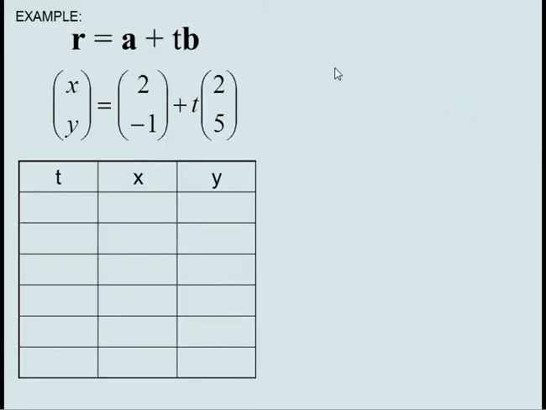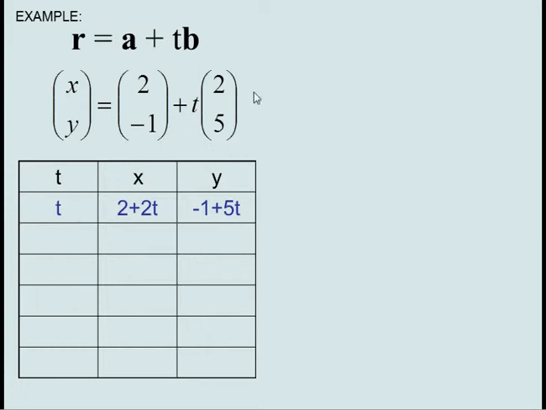Right, here's an example of a line. r equals a plus tb, well r is always x, y, a is 2, minus 1, and b is 2, 5. So that means 2, minus 1 is a point on the line, and it's going in a direction parallel to vector 2, 5. Now, we can draw this using a table. If we separate it into x and y components, then the x coordinate will always be 2 plus 2t, and the y coordinate will always be minus 1 plus 5t.